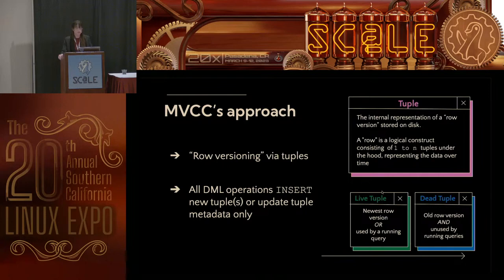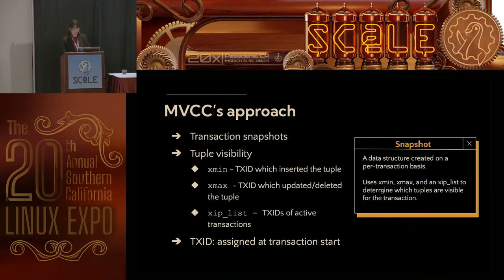As part of MVCC, all DML operations, which is insert, update, delete, create new tuples or update tuple metadata only. We aren't doing what we would call hard deletes. So when you're deleting the actual row, that's not what happens. Instead, you're always inserting or updating. But I think this is better worked in when you think about how snapshots work. Snapshots is sort of the second part of MVCC.